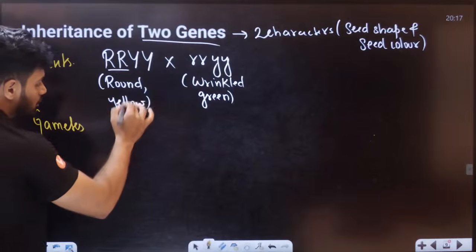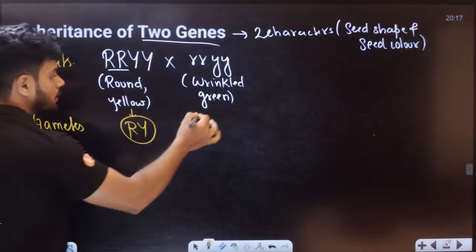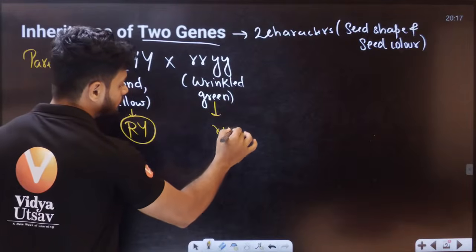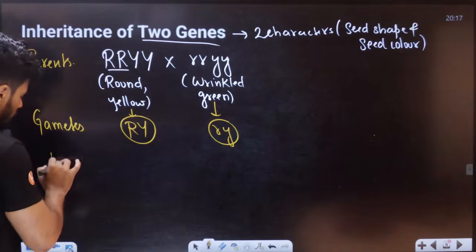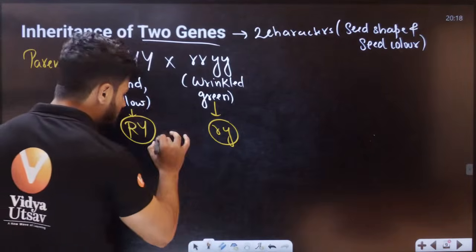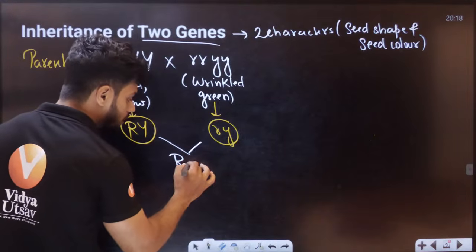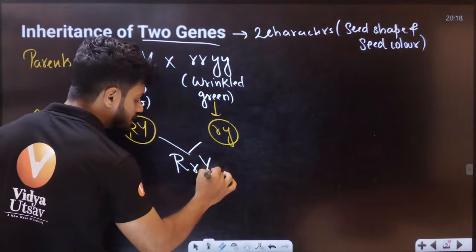Now here what do we get, students? Here we get capital R, capital Y. Here we get small r, small y. Now students, now we get F1. Yes or no? Now students, I want all of you to tell me, in this F1 we get capital R, small r, capital Y, small y.